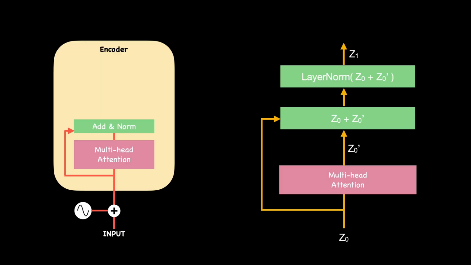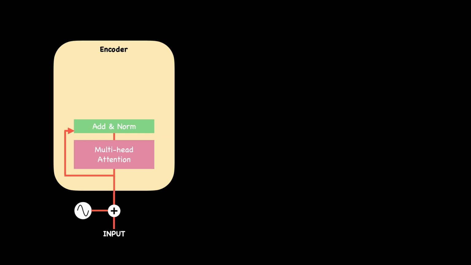Coming back to our architectural diagram, this is how our add and norm layer looks. We are going to use this add and norm layer after every major layer of the encoder as well as the decoder. By using it after every major layer, we will make sure the training is stable and we avoid vanishing and exploding gradient problems. So I hope everything is clear so far.